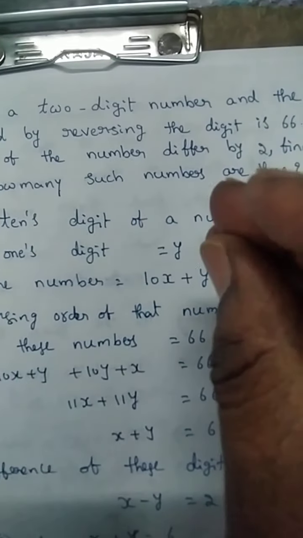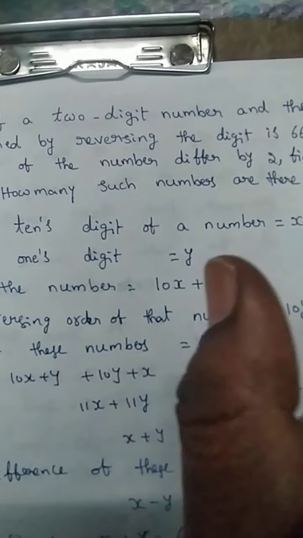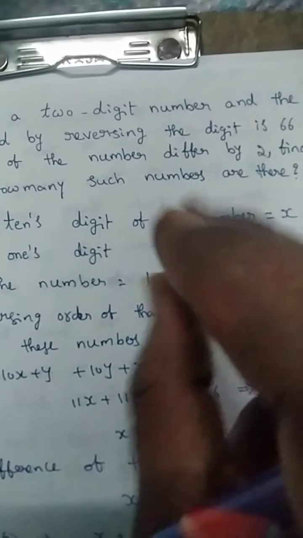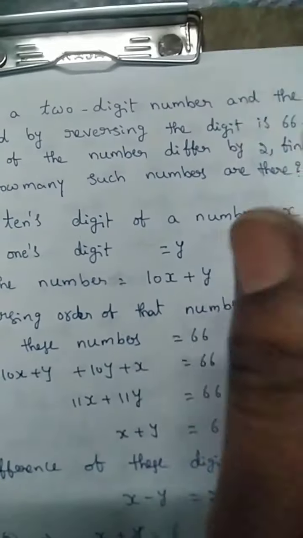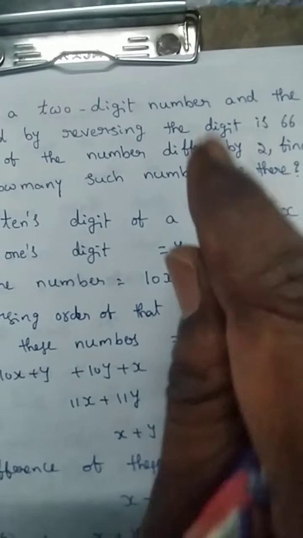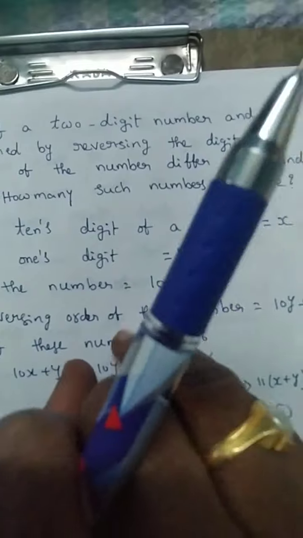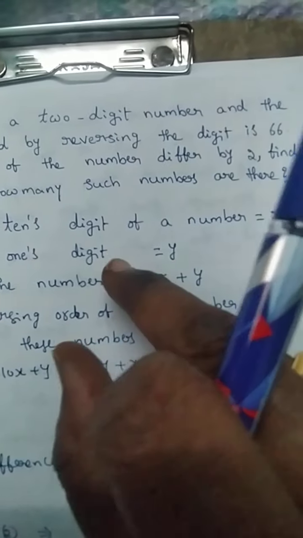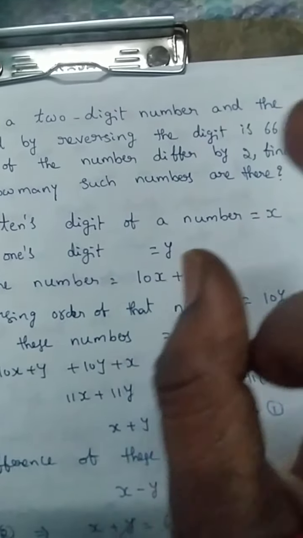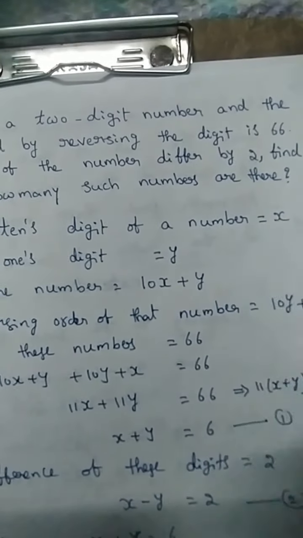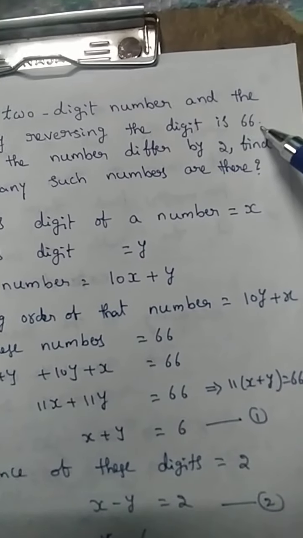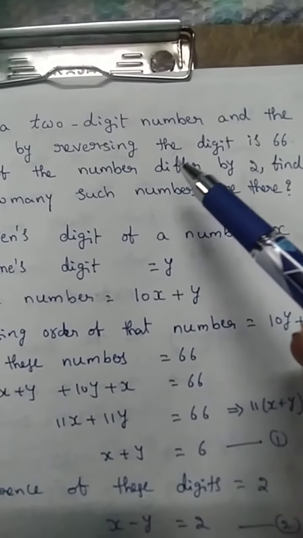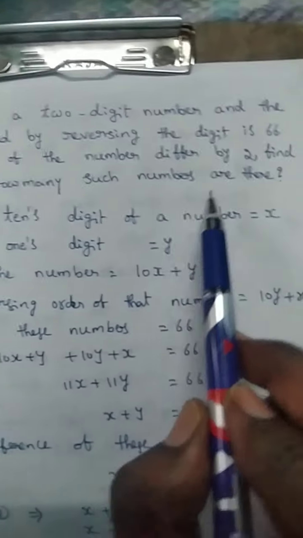For example, we take another number, 25. The reverse order of that number is 52. 25 plus 52 is 77. The difference of the two digits in that number: one is 2 and the other is 5. The difference is 5 minus 2, which is 3. So two conditions are to be mentioned: the sum of those numbers is equal to 66, and the difference of the two digits is equal to 2. Then find the numbers. How many such numbers are there?